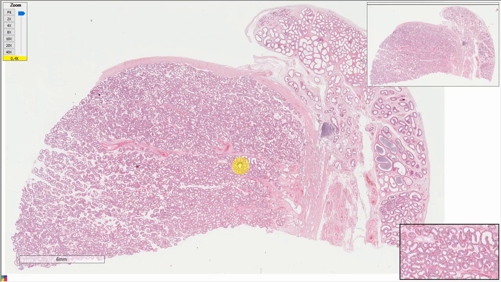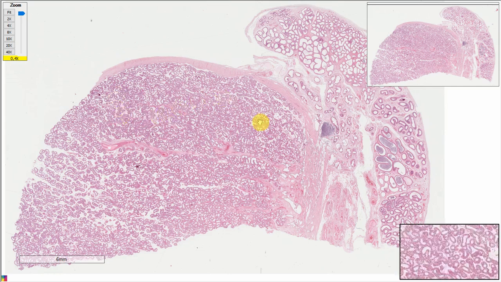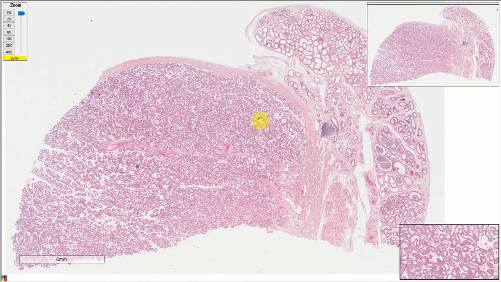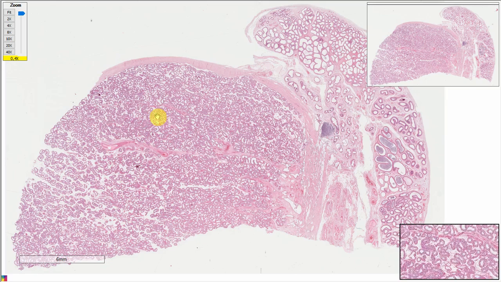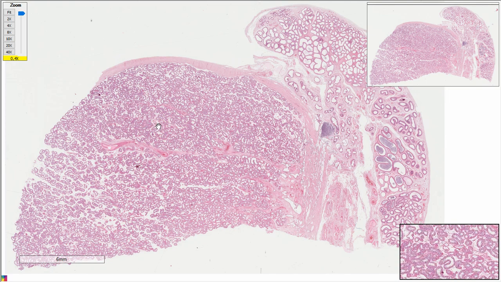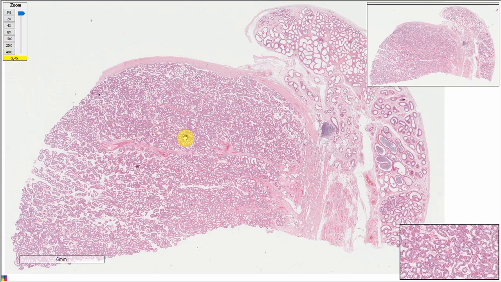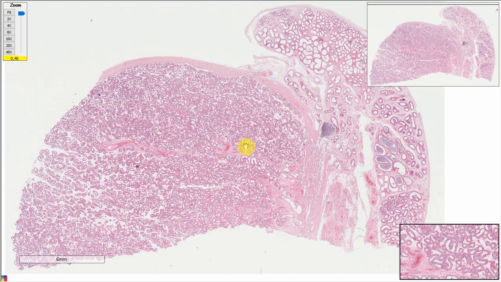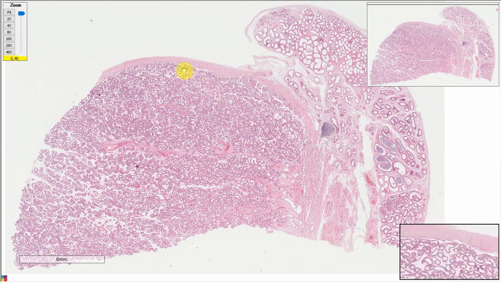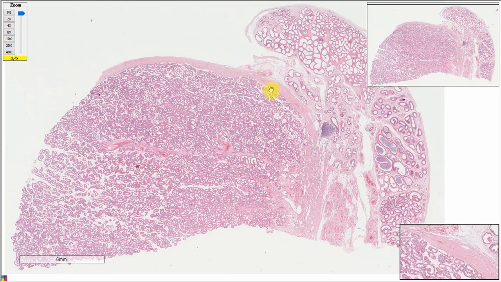So at low magnification, we can see that the testis here is made up of rounded seminiferous tubules, and between the tubules is interstitial tissue, which contains Leydig cells, and the entire testis is surrounded by a thin band of connective tissue called the tunica albuginea, just right there. So as I mentioned, there is an epididymis here attached here at low power.